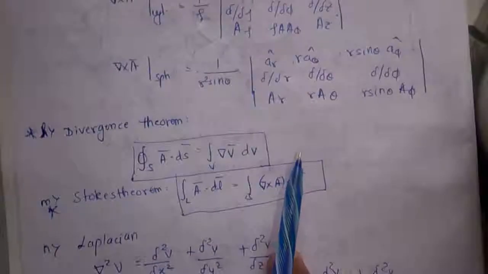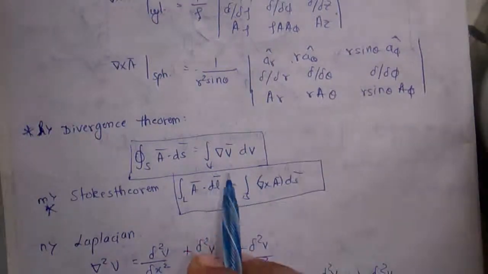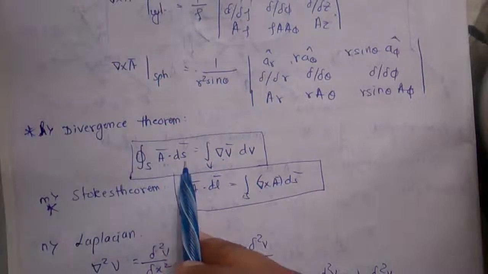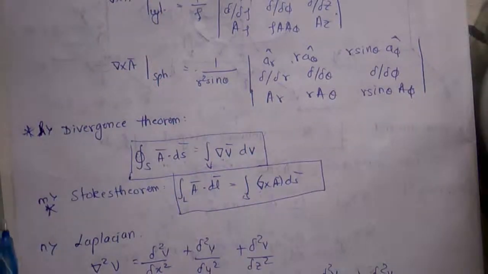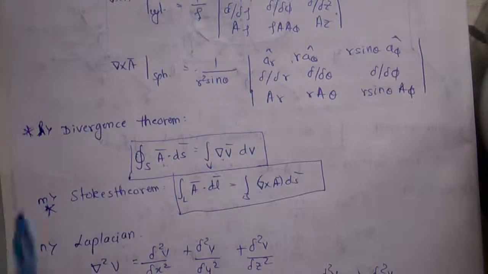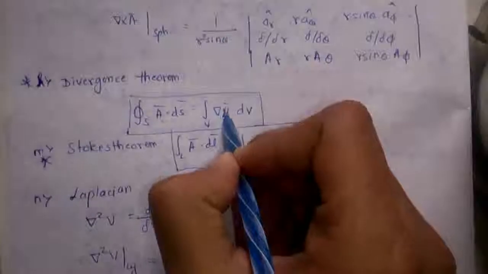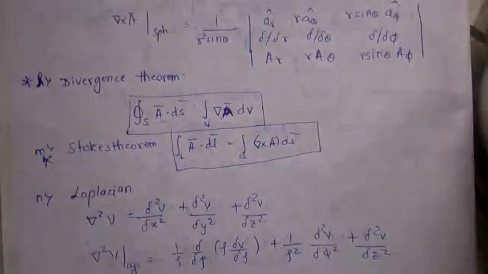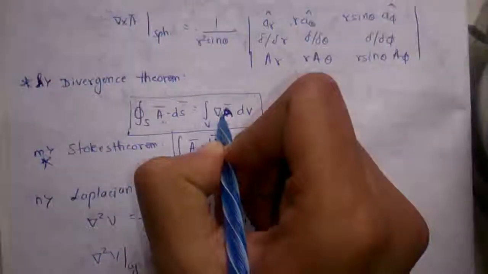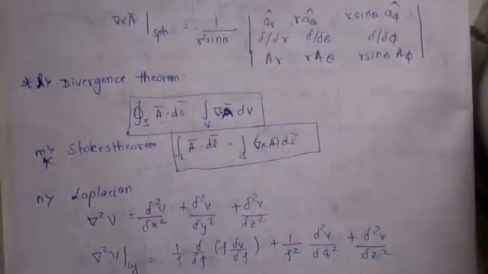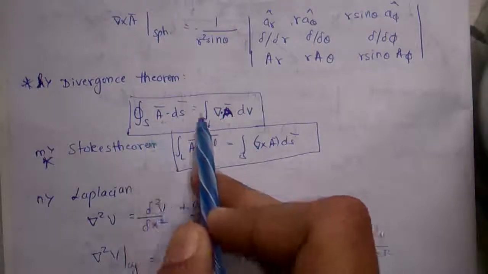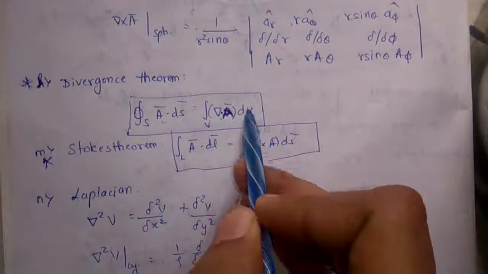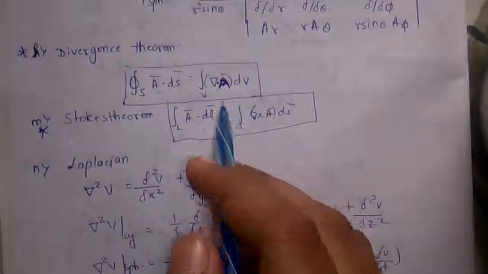Divergence theorem. Now, divergence theorem is a theorem which gives the relationship between the divergence and the dot product of a vector with a differential surface. Sorry, this has to be A bar. To avoid the confusion, take this as A bar. This is divergence, that is del dot A bar. A bar dot ds over a closed surface is equal to the divergence of A bar, that is del dot A bar, over a small volume dV.